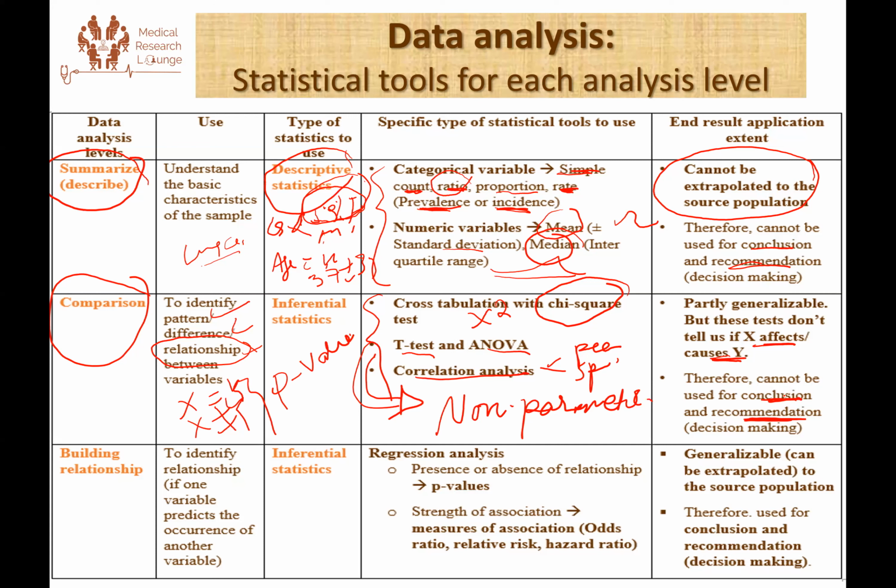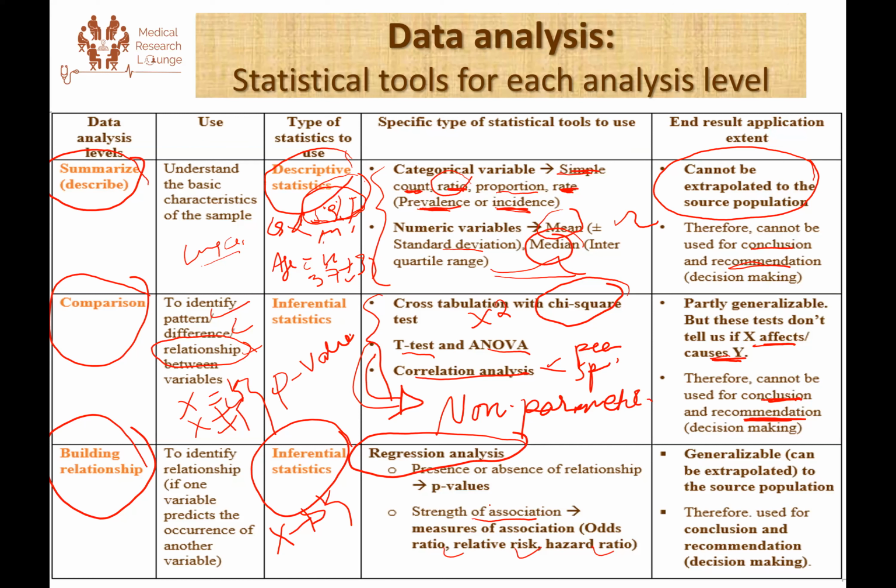So every clinician's interest is to see if there is a relationship between two variables. This is building relationship using inferential statistical methods. In this case, what we are interested in is whether X affects Y. If we want to identify important factors that affect our outcome, then we have to do regression analysis. By doing regression analysis, we will see if there is a presence or absence of relationship between variables, and we will also be able to measure their strengths of association using measures of association, which we covered on the second webinar: odds ratio, relative risk, hazard ratio.